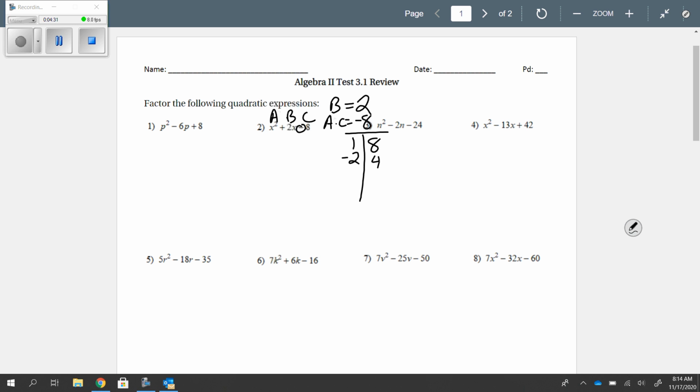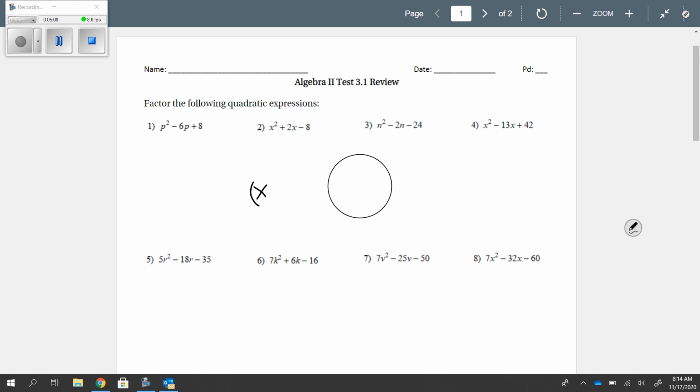Negative 2 times positive 4 is a negative 8. We're good. And then also, positive 4 plus a negative 2, or negative 2 plus 4, is a positive 2, which is B. All right, so we found our winning factors. AX on top, over negative 2, over 4. Can we simplify? Nope. X minus 2, and then X plus 4. And we're done. All right, those shouldn't be too bad.